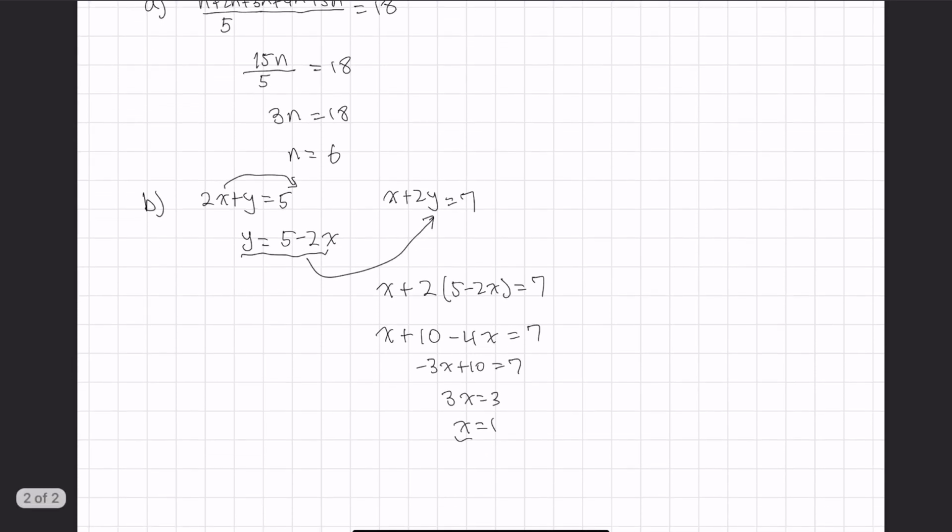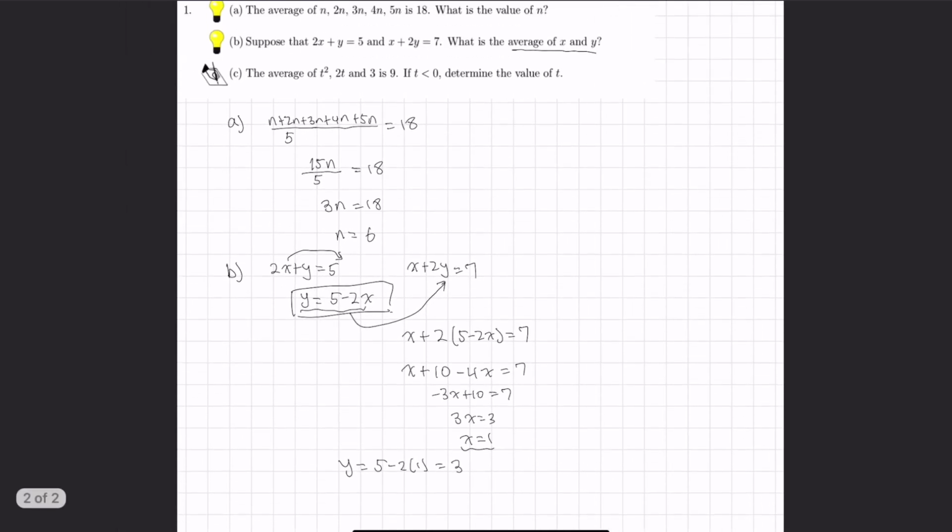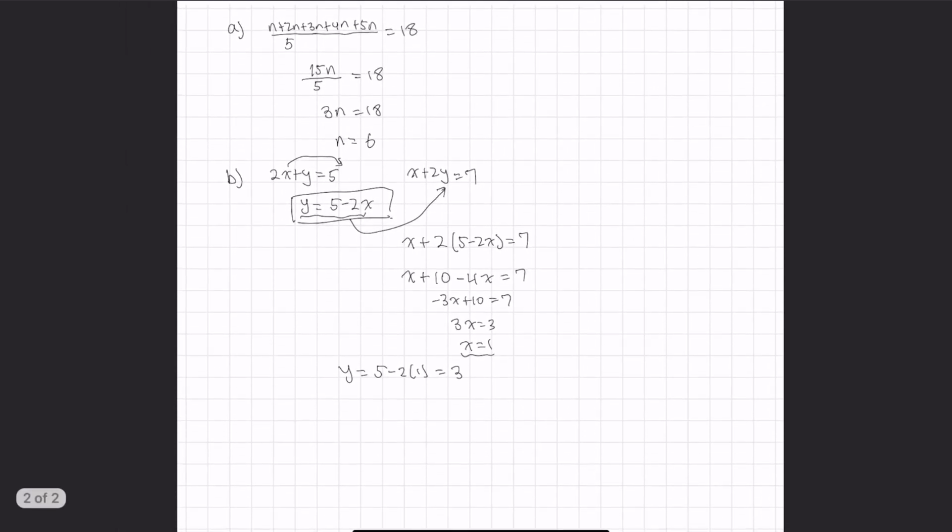Since we found the value of x, we can plug it back into this equation. So y would equal 5 minus 2 times 1, which gives us 3. And the question asks for the average. So the average of 1 and 3 would be 2. And that is our final answer.